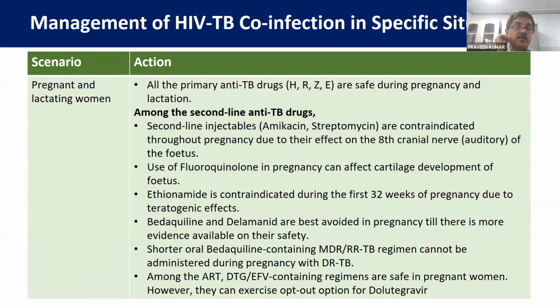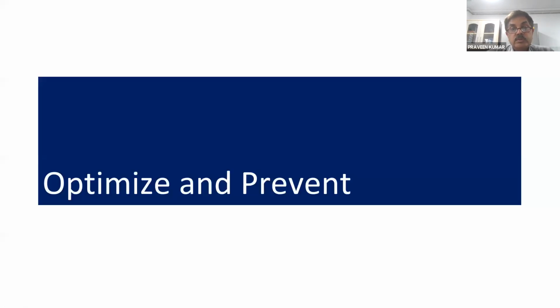Now, this is not directly related, because primarily we are talking about children, but most of the ART centers also provide care to adults. So we have to remember that most first-line anti-TB drugs, HRZE, are safe during pregnancy and lactation. But many second line anti-TB drugs are contraindicated. One has to remember that we do not use amikacin or streptomycin during pregnancy because of the risk of eighth cranial nerve damage. Similarly, with fluoroquinolones, there is a risk of cartilage damage. Ethionamide is contraindicated during the first 32 weeks of pregnancy due to its teratogenic effect. And also, these newer drugs are not safe, so we do not use them.